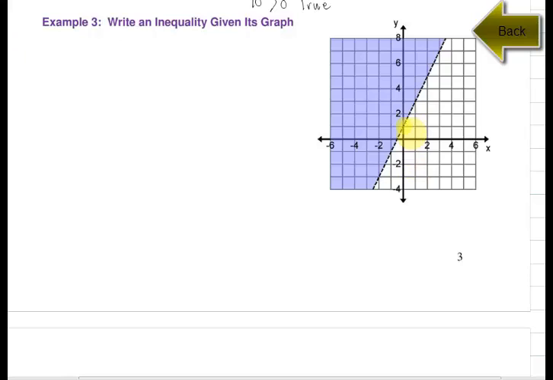So my y-intercept is at 0 and 1. Okay, so y-intercept is at 0 and 1, which means in y equals mx plus b, b is equal to 1. And my slope is going to be 2, and I'll show you how we work that out.